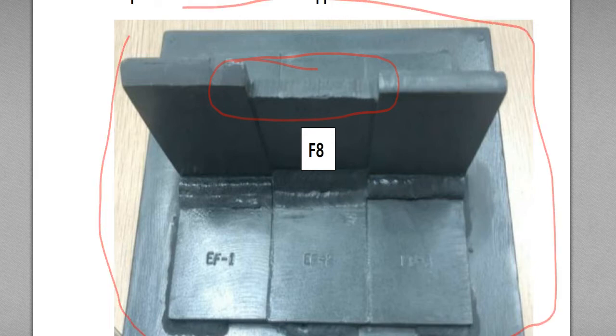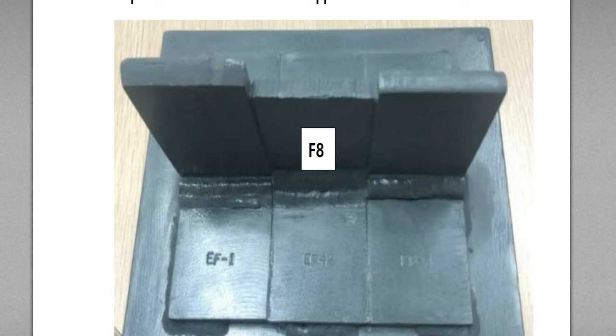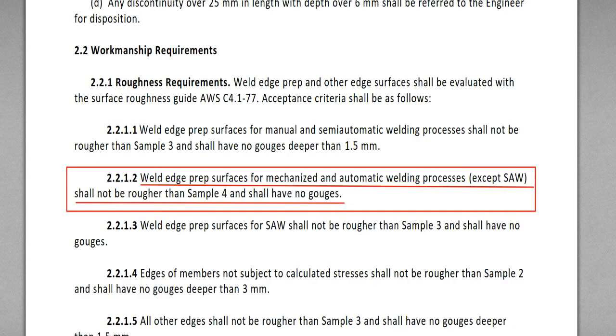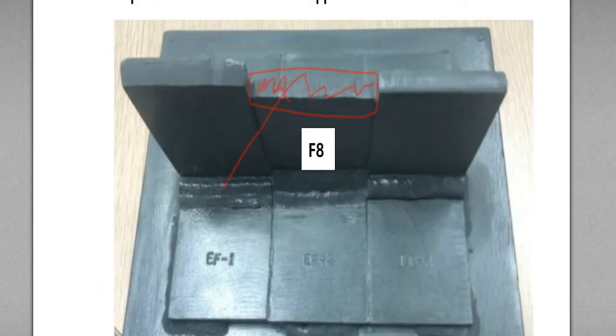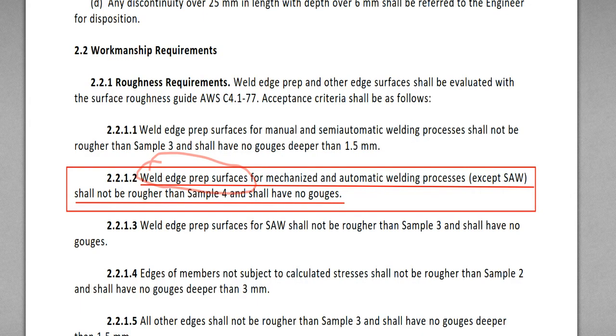This is actually a fillet T-joint fillet weld, and the bottom one is a lap joint, but on the top of the T-joint you have the cut surface, something like this. You can see the roughness up here, and the BOS says weld edge preparation surfaces. This is the weld edge preparation surface, and this applies to mechanized and automatic welding processes.